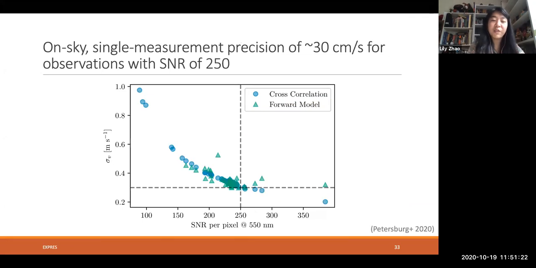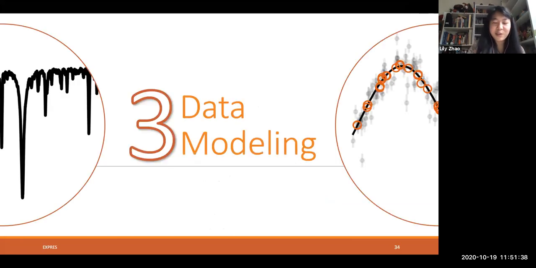And so we found that with our pipeline, if you're looking at a star on sky with a signal to noise ratio of 250, then you get a single measurement precision of about 30 centimeters per second, which is pretty good. So that's it for the data pipeline.